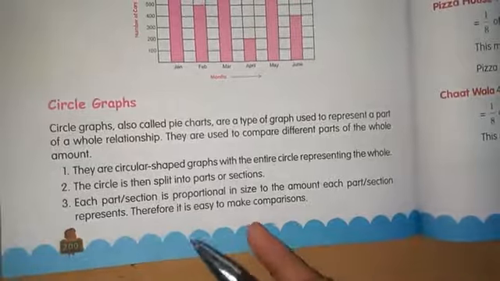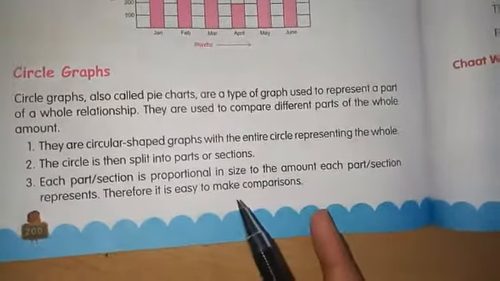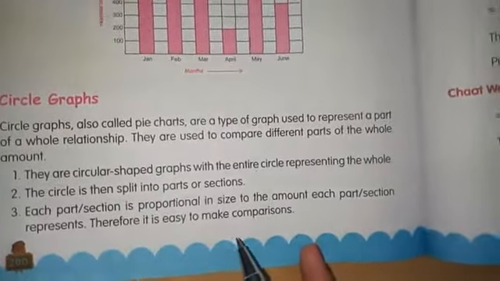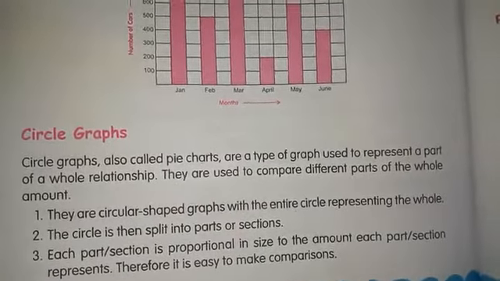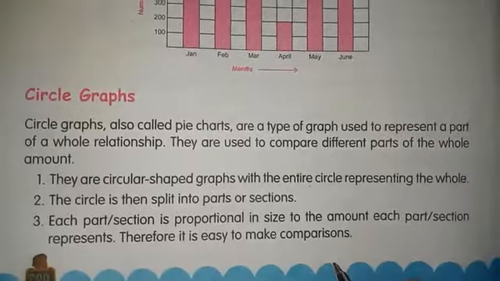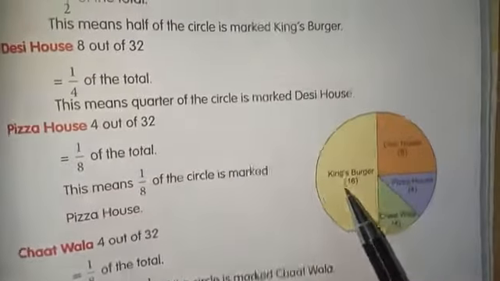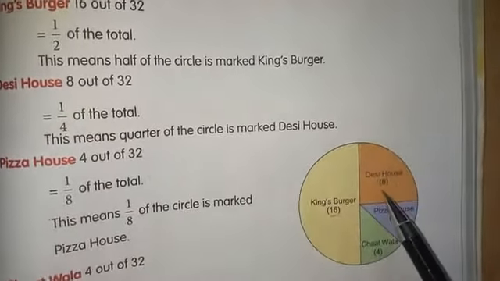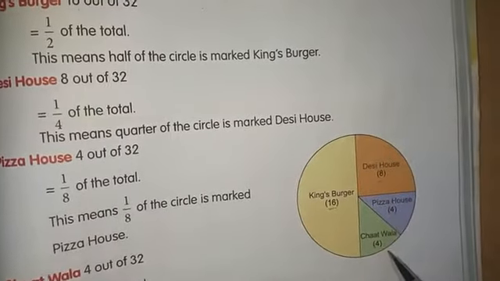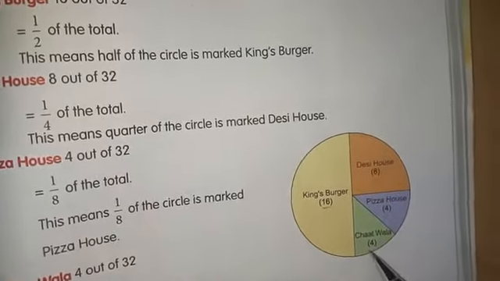If you have more amount, so the size will be big, if they have less amount, so the size will be small. So therefore it is easy to make a comparison. So easily we can compare. Okay, here we can see that there is a given circle graph. So King's Burger, there is 16. Okay, and Desi House, there is 8. Pizza House, 4. Chatwala, there is 4.